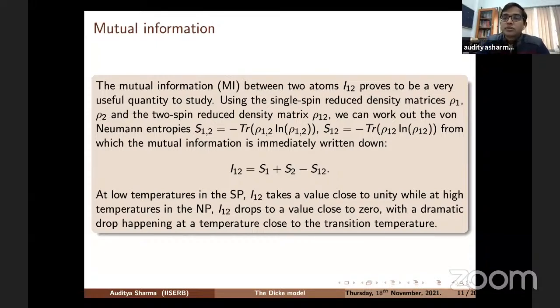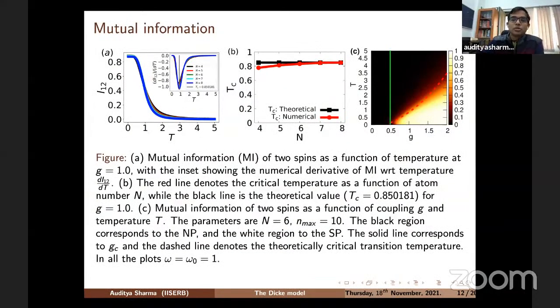Now, what is new from our perspective is this mutual information between any two spins. If you study mutual information between any two spins and see how this varies as you change G and T, right? This is how mutual information is defined, and you're looking at a thermal state. So it's a density matrix, which is a mixed state. And if you study S1 plus S2 minus S12, it's a measure of the total correlations, the quantum and classical correlations. So we see that when you're in the superradiant phase, actually, maybe let me start with figure C.